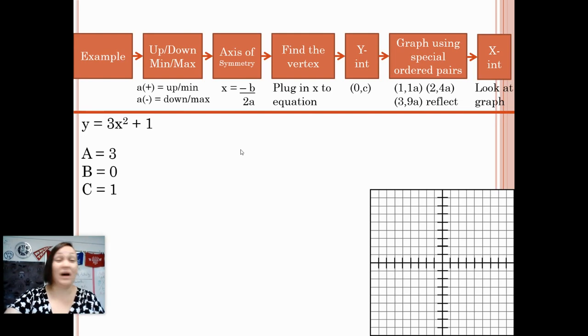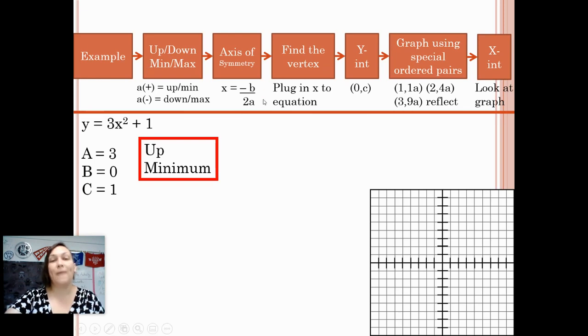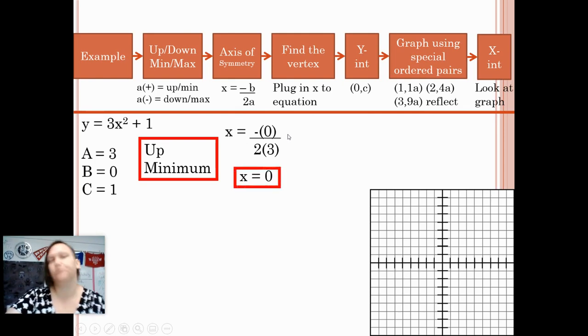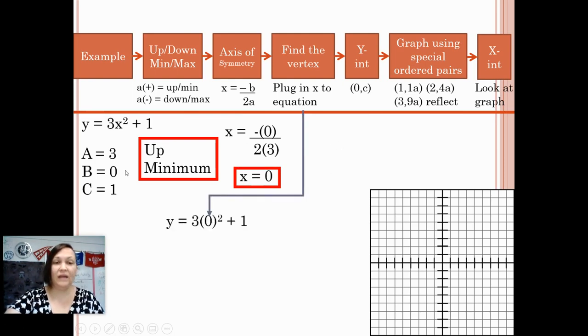Okay, since my a is positive 3, this parabola will open up and it will have a minimum. My axis of symmetry is negative b, which is 0, over 2 times 3. Anytime your b is 0, your axis of symmetry is just going to be x equals 0. Then we're going to plug that back in. And again, when your axis of symmetry is 0, it's just going to make this whole term go away. 0 squared is 0, 0 times 3 is 0, and 0 plus 1 is 1.